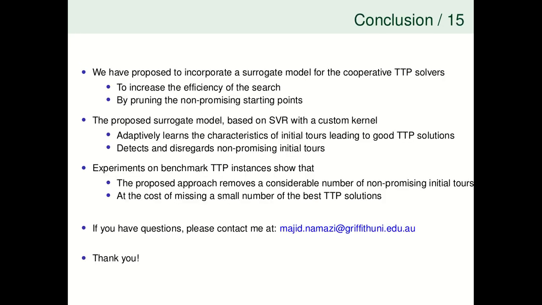In conclusion, we have proposed to incorporate a surrogate model for the cooperative TTP solvers to increase the efficiency of the search by pruning the non-promising starting points. The proposed surrogate model based on SVR, or support vector regression, with a custom kernel, adaptively learns the characteristics of initial tours leading to good TTP solutions. It detects and disregards non-promising initial tours. Experiments on benchmark TTP instances show that the proposed surrogate approach removes a considerable number of non-promising initial tours at the cost of missing a small number of the best TTP solutions.